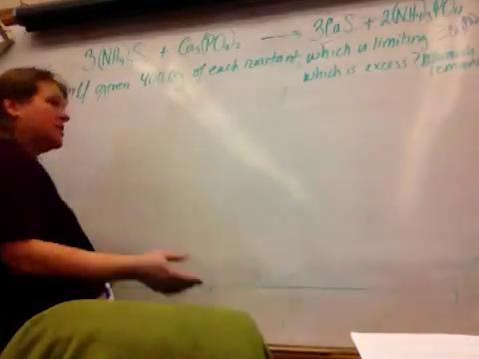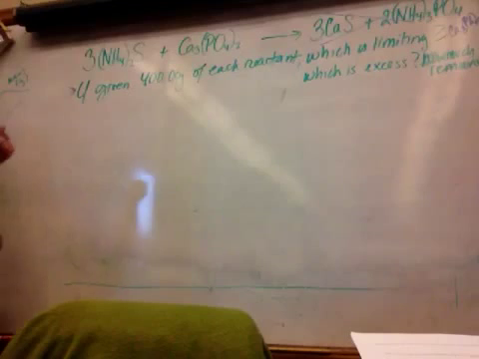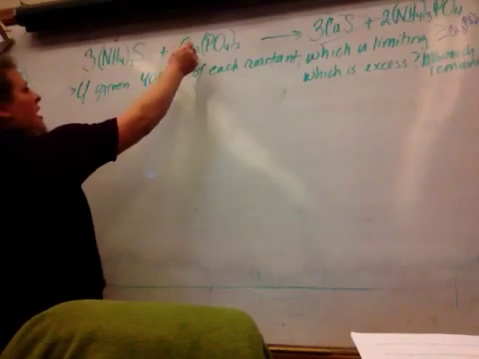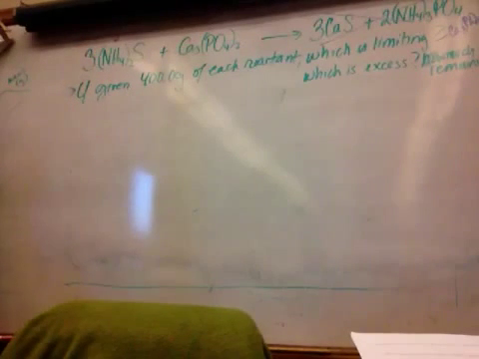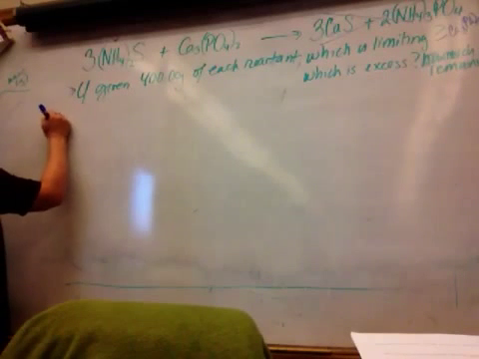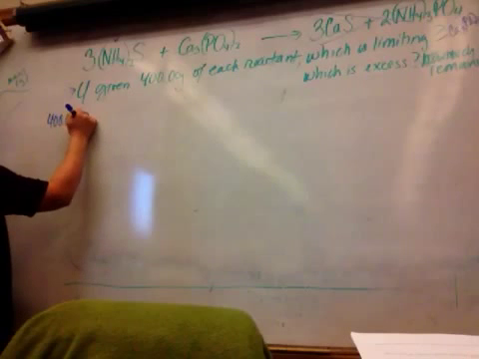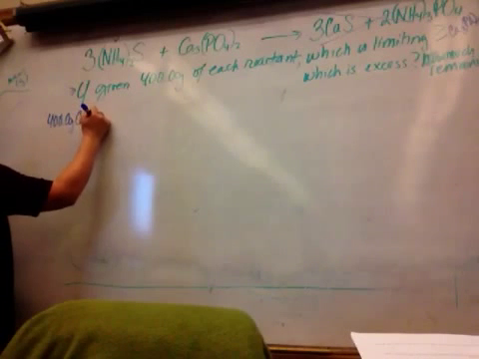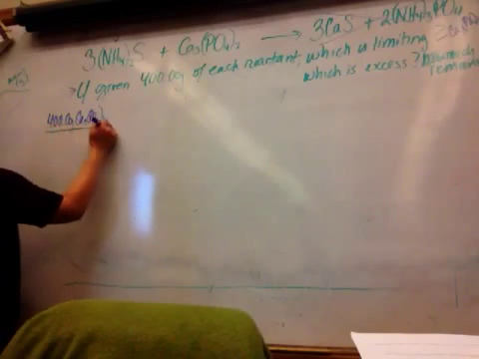So what we're going to do is another factor label. We started off our first one with this. Now we're going to start with our limiting. So 400.0 grams of calcium phosphate.